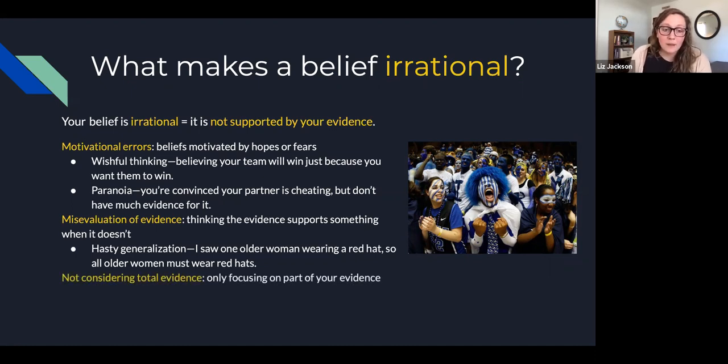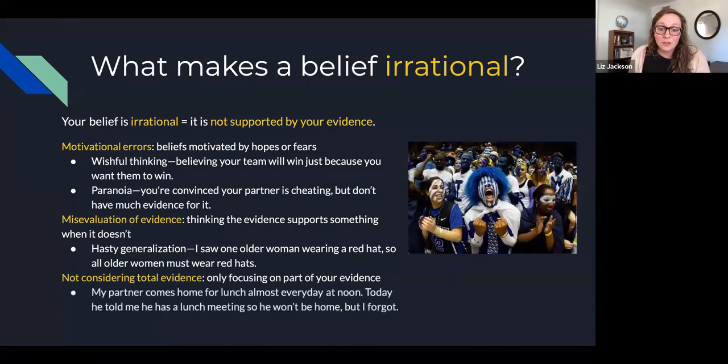And then finally, this is related to the second one, a case where you're not considering your total evidence. You're trying to decide what to believe, but you're only focusing on part of your evidence, and you're forgetting that you have other evidence that's also relevant to that belief. For example, my partner comes home for lunch almost every day at noon. And then today, I believe he's going to come home for lunch at noon again. But he also told me that he had a lunch meeting, and I forgot, or I'm not thinking about it right now. Let's say he just told me a few hours ago, I'm not going to be home today, I have a meeting. That belief is irrational because I'm not considering my total evidence. I'm just considering part of my evidence, which is that he comes home for lunch at noon almost every day. So we need to think about all of our evidence that's relevant to some belief, not just part of it.